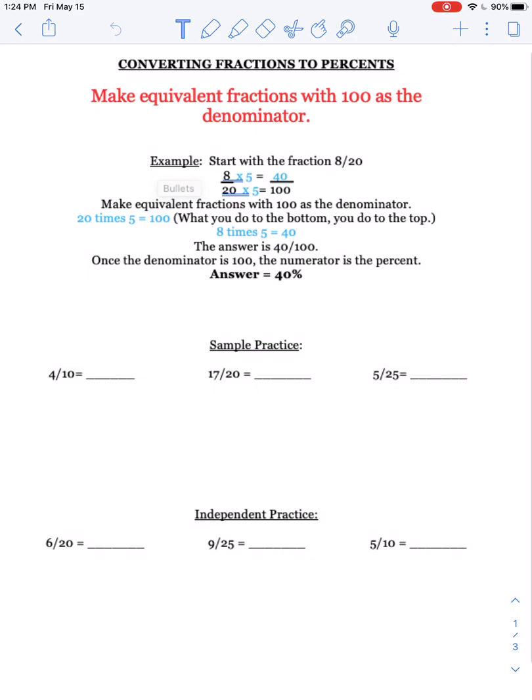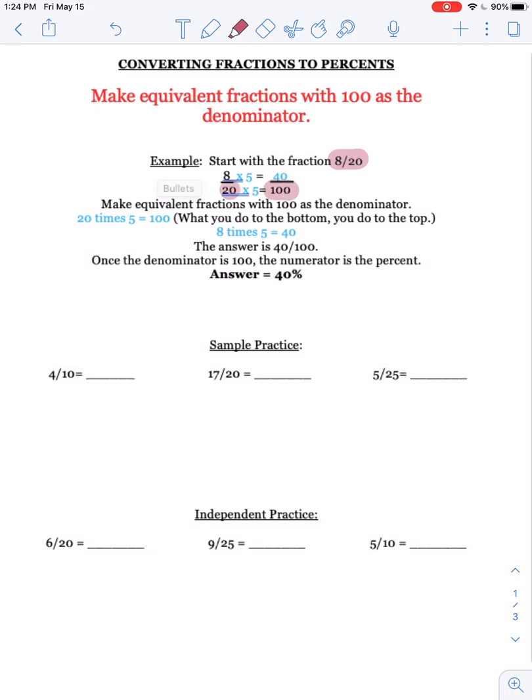So the rule for today is the first thing we have to do is make equivalent fractions with 100 as the denominator. And we've been practicing all year on how to make equivalent fractions. So the first thing we're going to do is take our sample, in this case 8 over 20, and we're going to rewrite 8 over 20, and then we're going to rewrite 100 as the denominator. And remember, when we're making equivalent fractions, what we do to the bottom, we have to also do to the top.